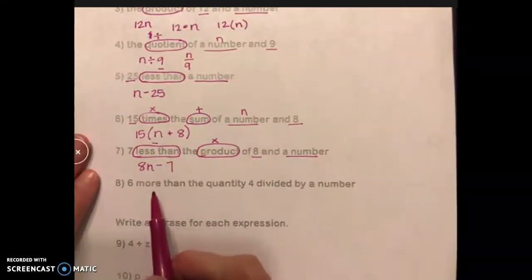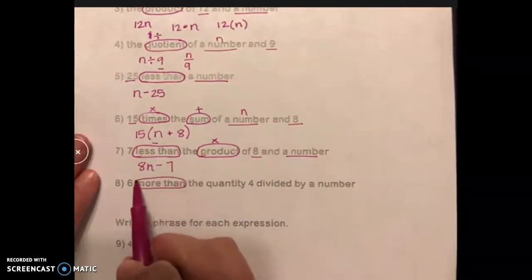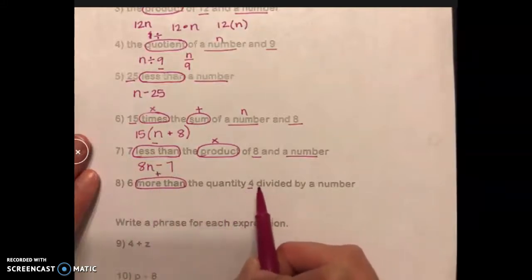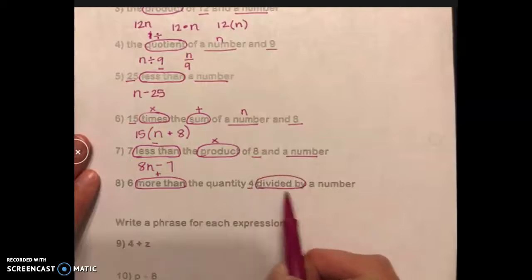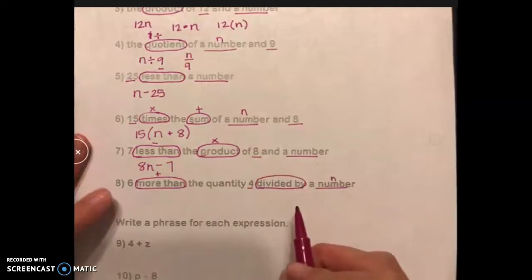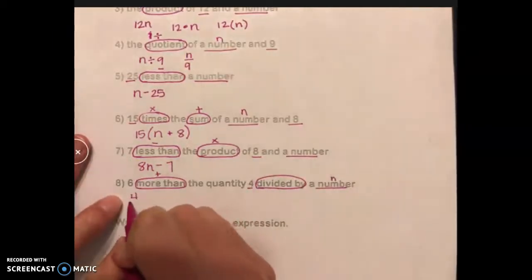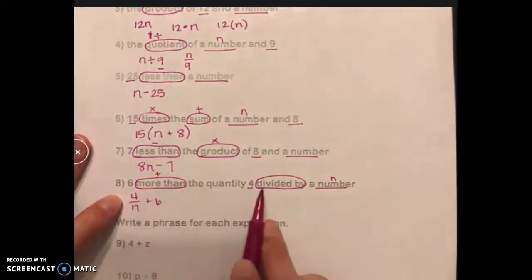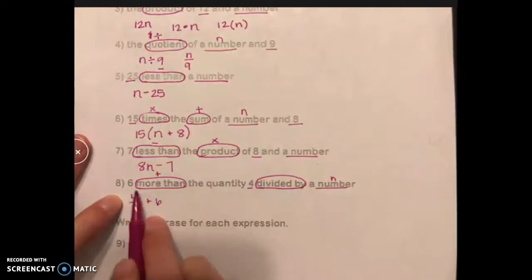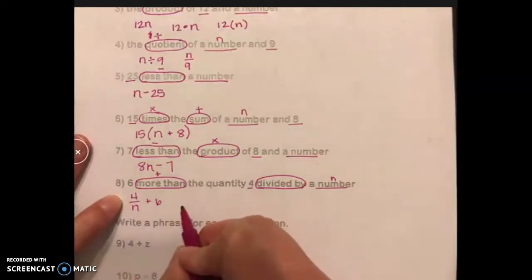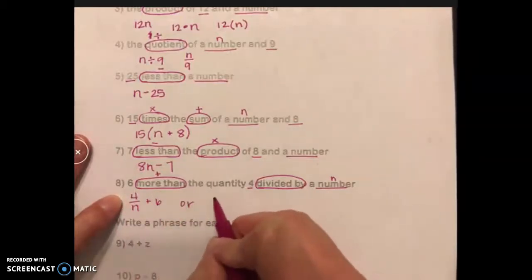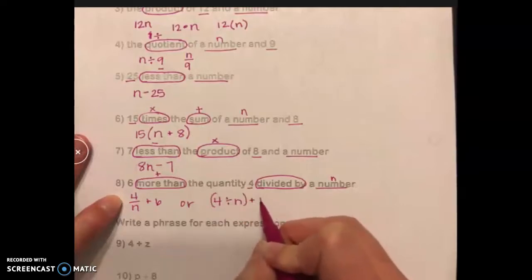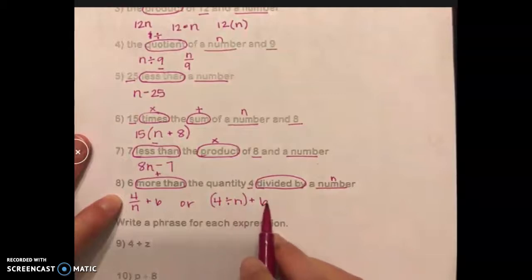Number 8, 6 more than, we know we're going to add, the quantity 4 divided by a number. So we have 4 divided by a number plus 6 more than that. So we have the quantity of 4 divided by a number, and 6 more. Or you can also write this as 4 divided by n, we'll group that together, plus 6.